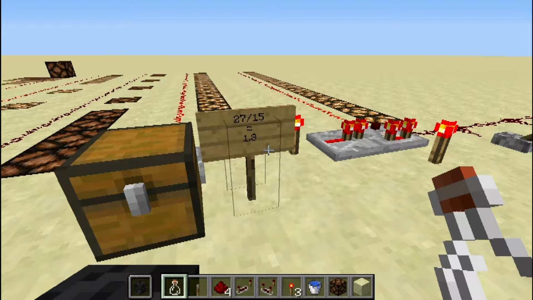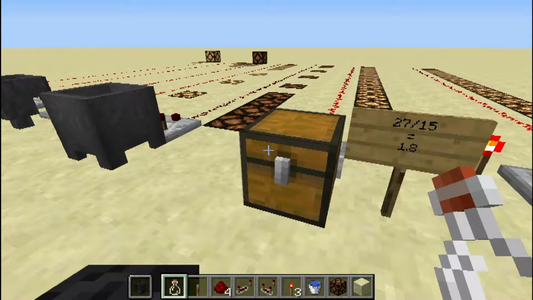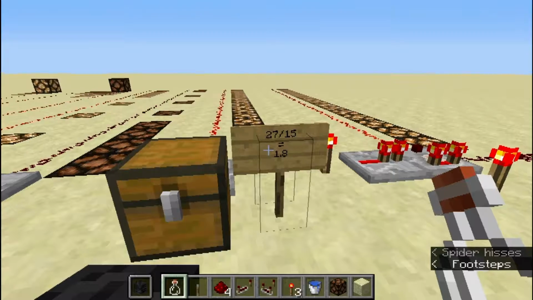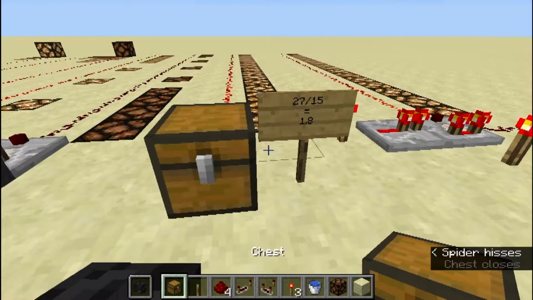I know last time it was like 15 divided by 5, but here it's kind of like 27 divided by 15, depending on which is larger. Because if you have like 15 divided by 27, you'd have like a negative number. So yeah, weird, huh? Now basically it's kind of like whatever is larger divided by whatever is smaller. So yeah. In any case, this is for the chest over here.